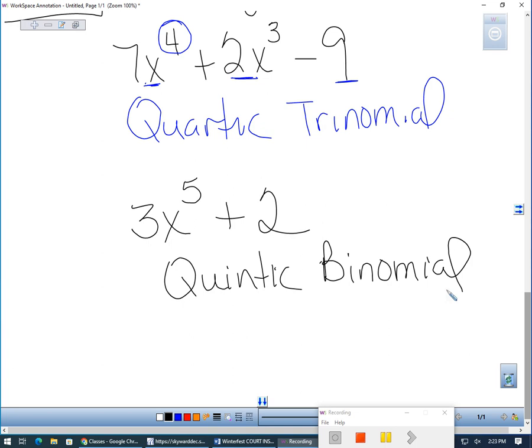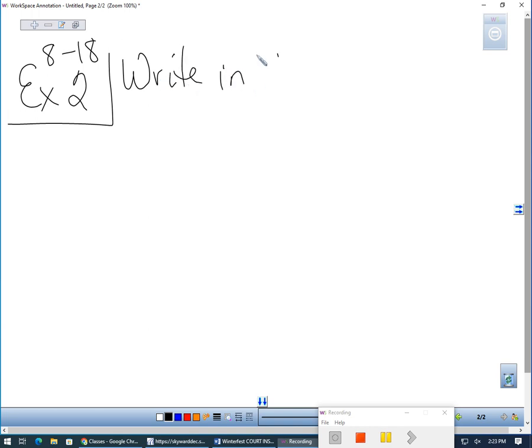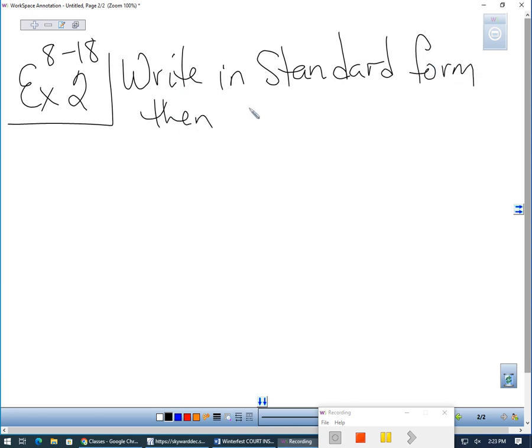All right, let's go with example number 2. For example number 2, this is going to be your 8 through 18. First, write in standard form. Then classify. Again, this is all you're doing for 8 through 18.